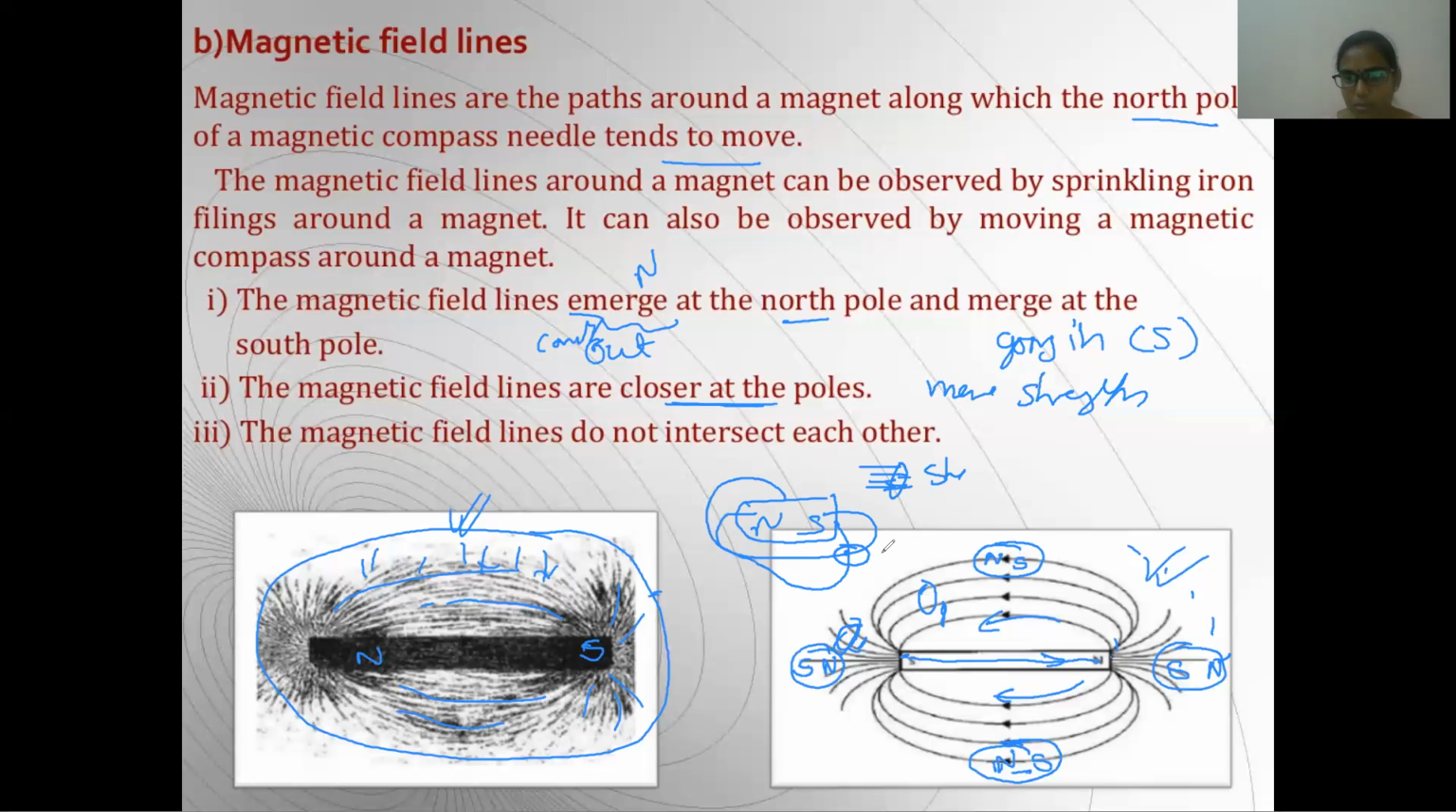Imagine two lines are going. One line goes like this, one line goes like this, and they intersect. Imagine in this place you need to place the compass. Should it show the direction this side or this side? At a time, is it possible to show both directions?